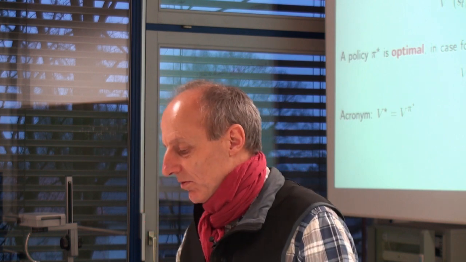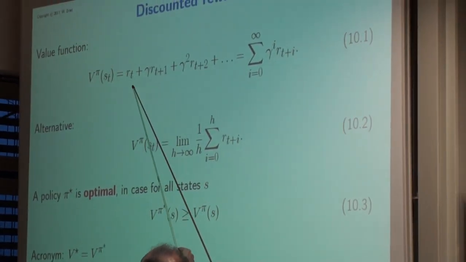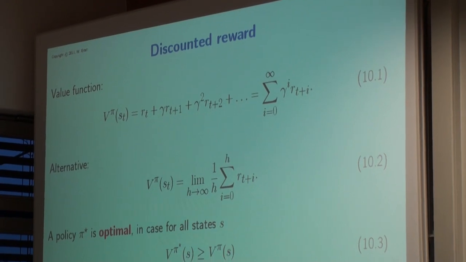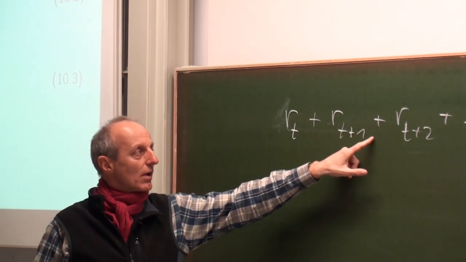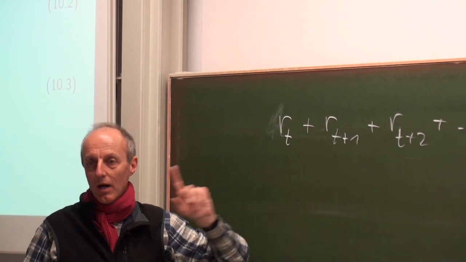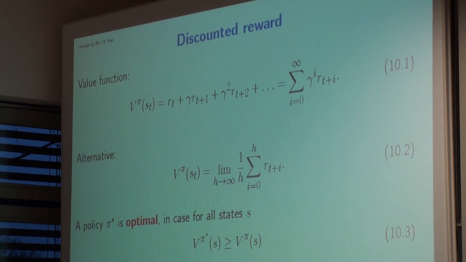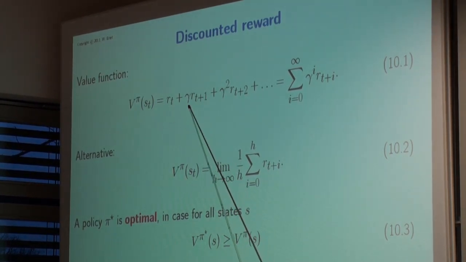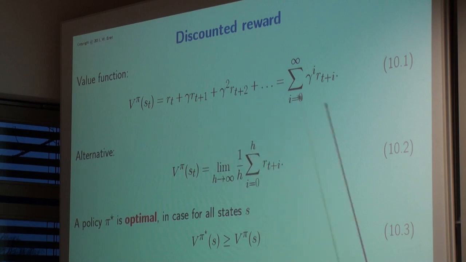Okay. Now, how can we solve this problem? The first approach, and that's the most commonly used approach, is we take the immediate reward plus gamma times R_{t+1}. You see, we introduce a discount factor here at this point. So we make this value smaller by a constant factor of gamma, and this gamma here is a number which is smaller than 1. So this value is being discounted. And then here we take gamma squared, so another factor gamma, and then gamma cubed, and so on. And this is now our infinite sum. And this sum converges under some assumption.